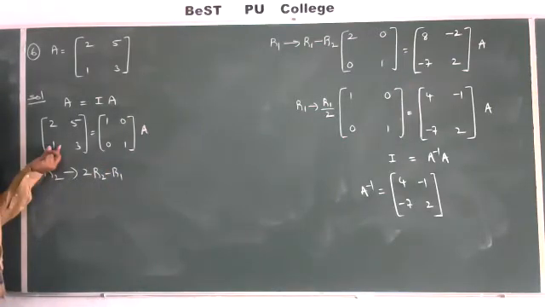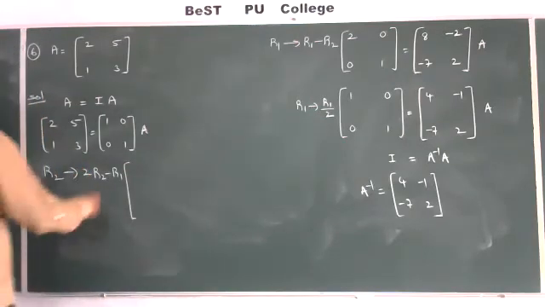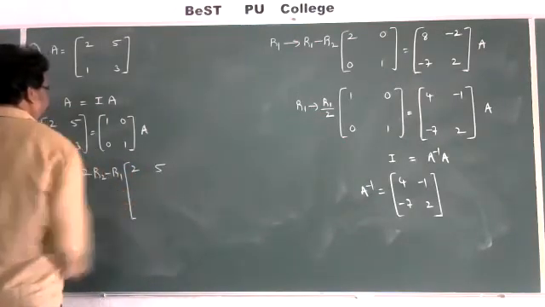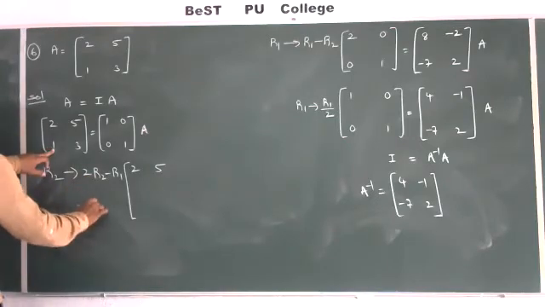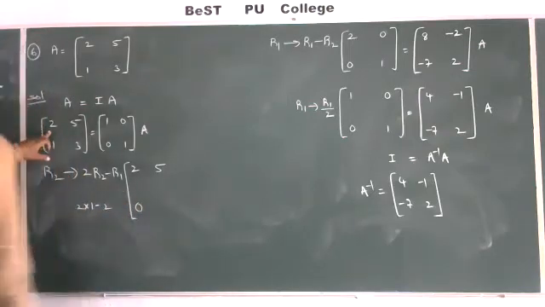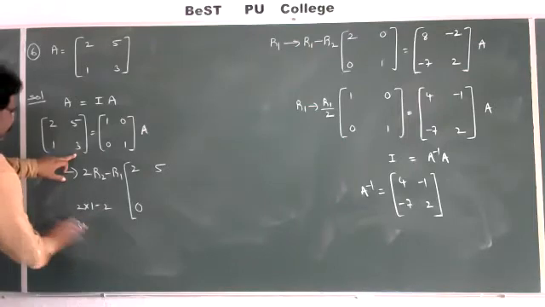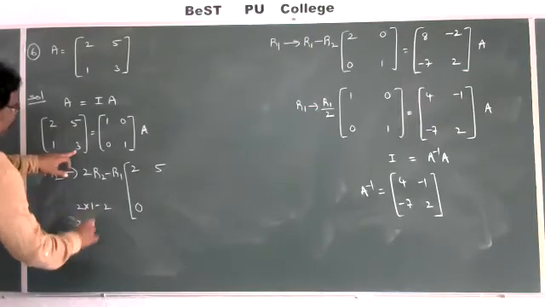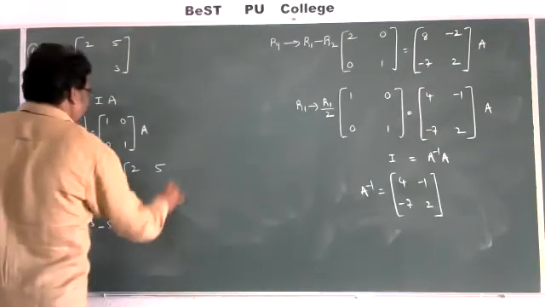2R2, 2 into 1, 2 minus 2, you get 0. R2 goes to, yes, R1 you write same, 2, 5. R2 goes to 2R2, 2 into 1 minus R1 is 2, 2 minus 2, that is 0. Same, 2R2, that is 3, sorry, 2 into 3, 6, minus R1 is 5, 6 minus 5, 1.